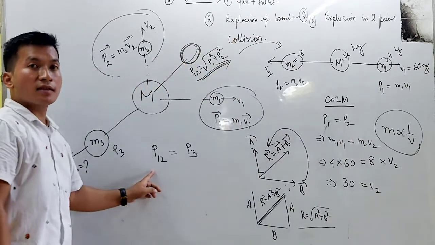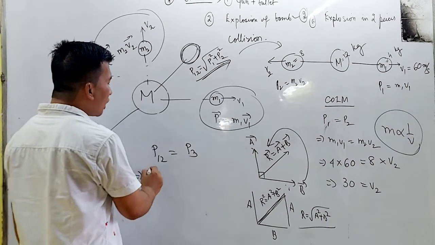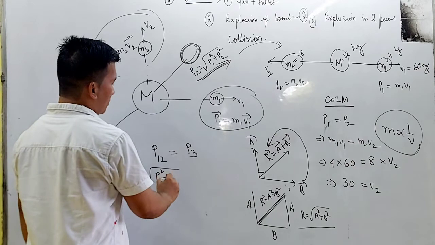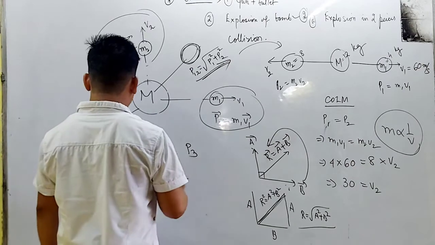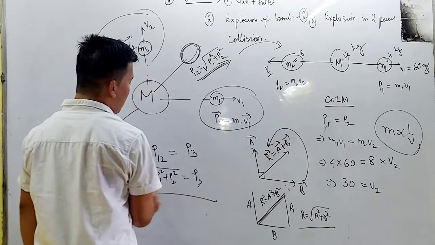This is the concept. Root over P1 square plus P2 square is equal to your P3. This will be P3. This is the concept.